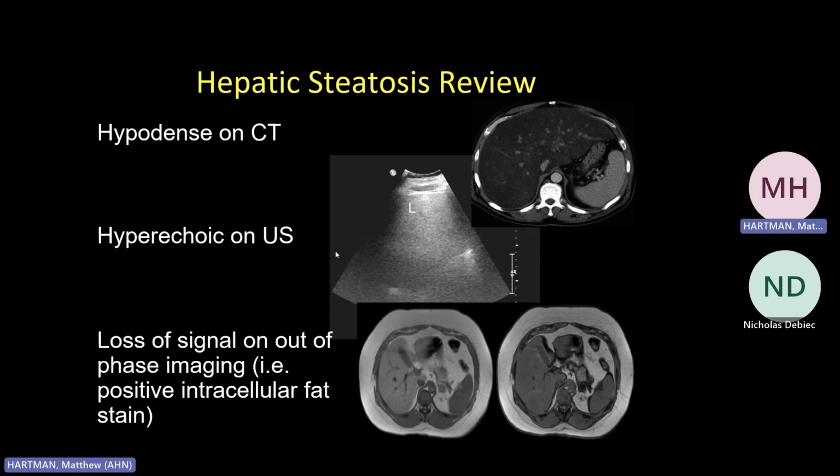So let's review. Fatty liver on CT, very dark. Ultrasound, echogenic, poor penetration, and the MRI, we have that special stain where the liver loses signal on out-of-phase imaging.